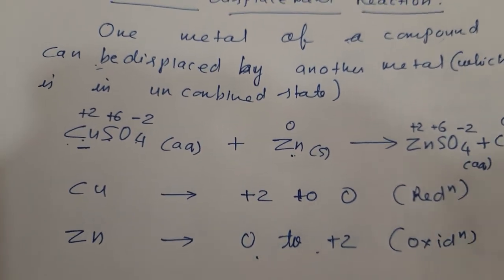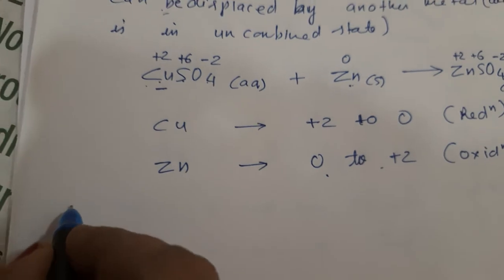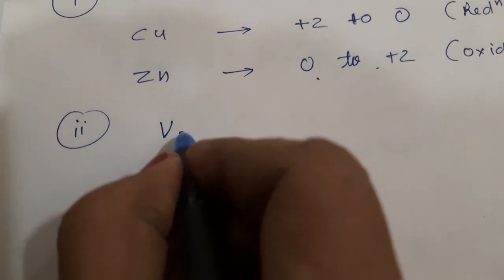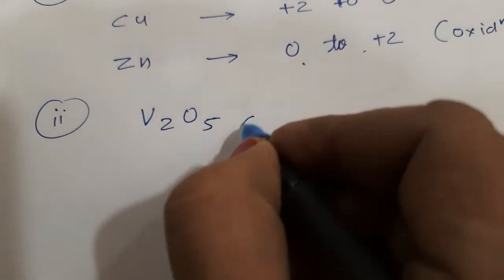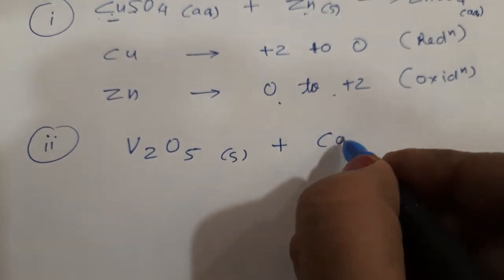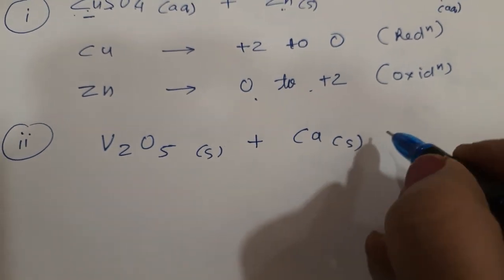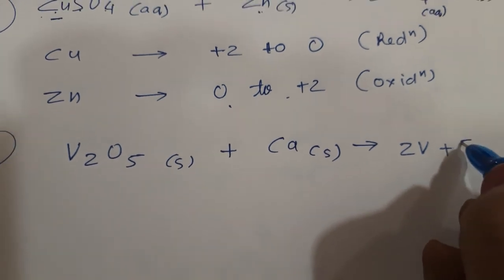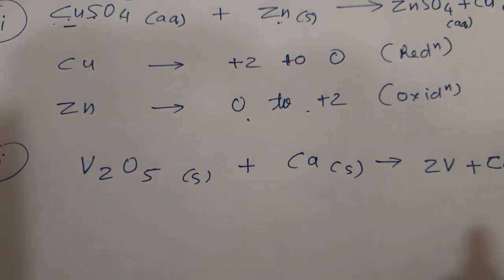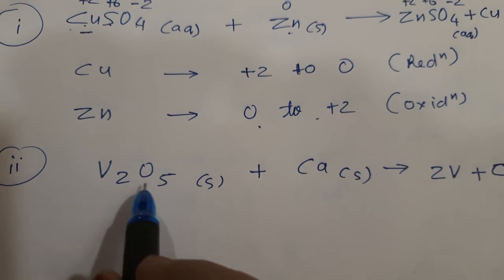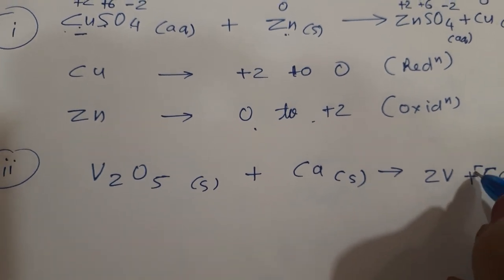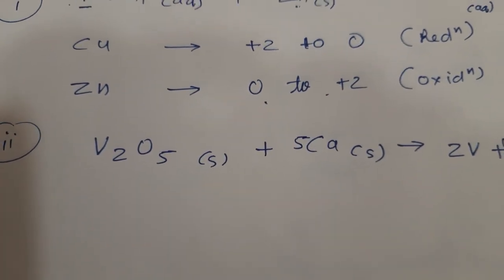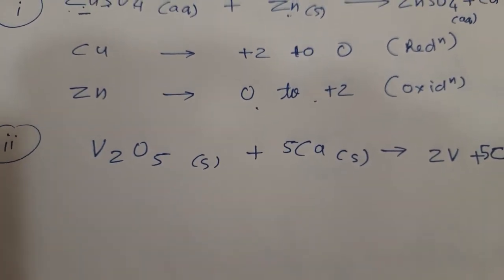Okay. Second example is given in the book, that is vanadium pentoxide. What is vanadium pentoxide? V2O5, solid, plus calcium. Calcium is also in solid state. Will give us vanadium plus CaO. When you balance, it will be 2V, then oxygen 5, so 5 CaO we have to write here, 5 calcium. Okay, so V2O5 plus 5Ca gives 2V plus 5CaO.